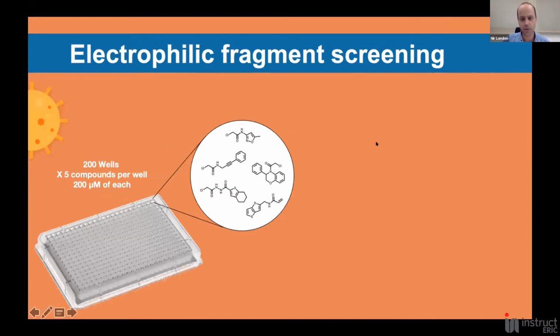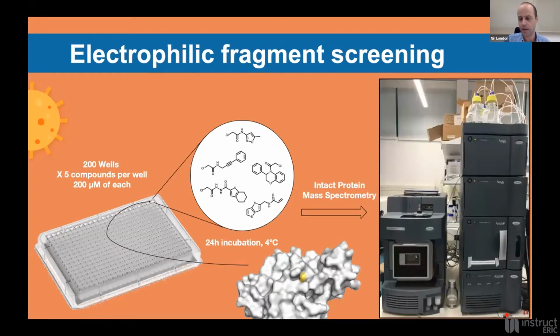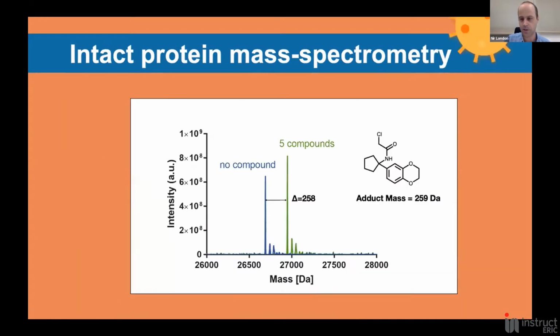So in this approach, we have a library of mild electrophiles, either chloroacetamides or acrylamides, which are not very reactive, and we pool them in pools of 5, and then we incubate our target protein with each of these pools for 24 hours at 4 degrees to be able to work with proteins that are not super stable. And then we read out the binding through intact protein mass spectrometry. And this is what a typical result may look like.